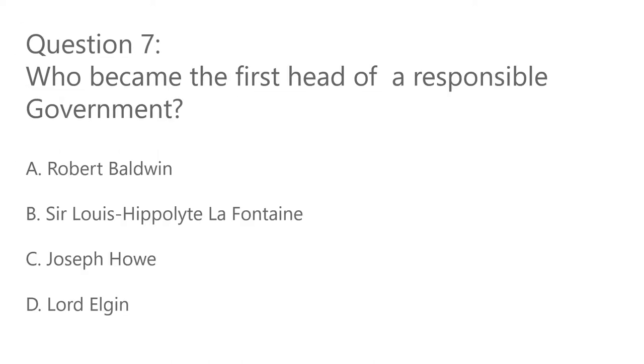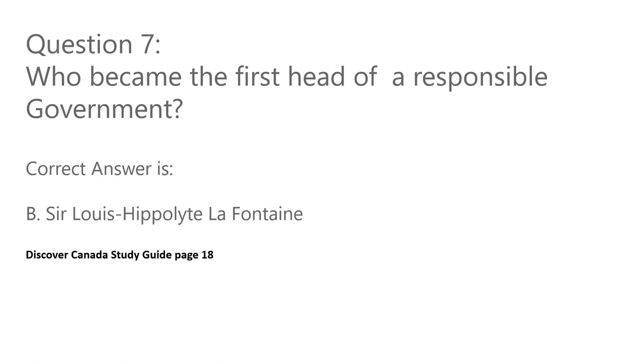Question 7. Who became the first head of a responsible government? A. Robert Baldwin. B. Sir Louis Hippolyte LaFontaine. C. Joseph Howe. D. Lord Elgin. Correct answer is B. Sir Louis Hippolyte LaFontaine. Discover Canada Study Guide, page 18.